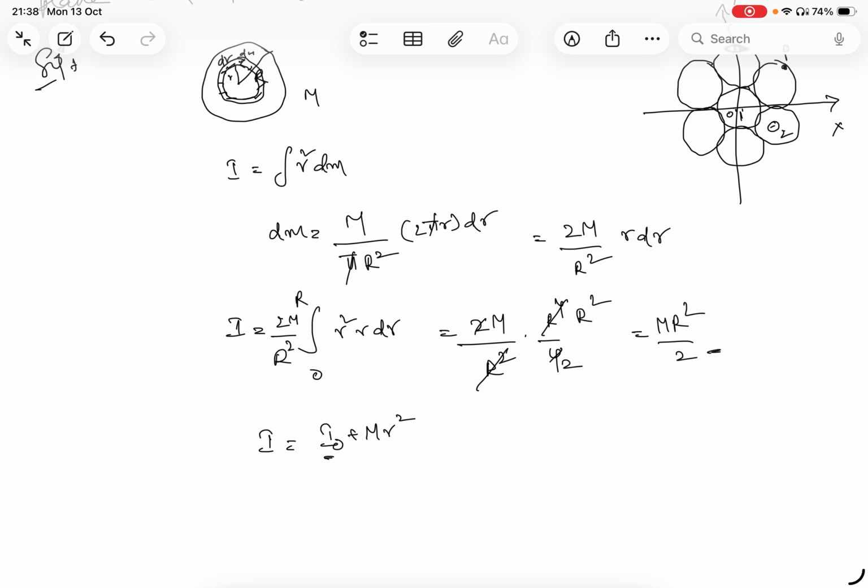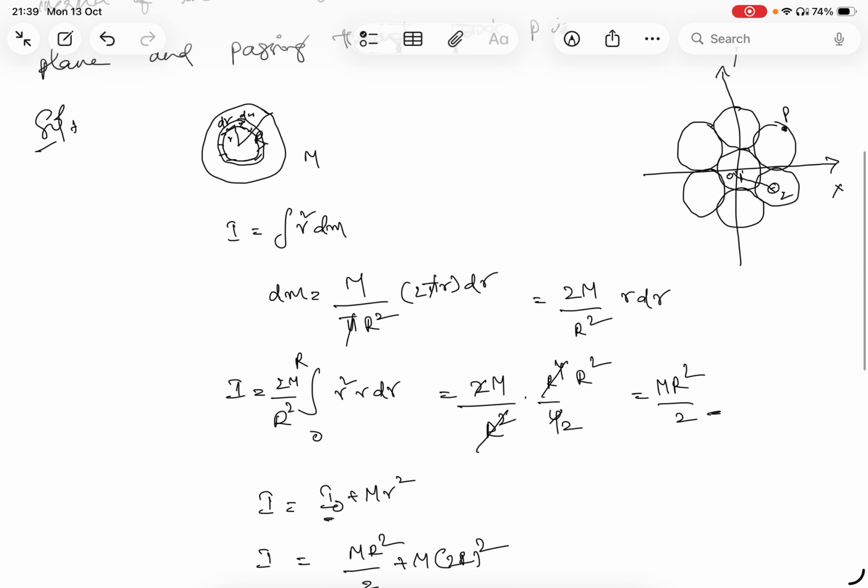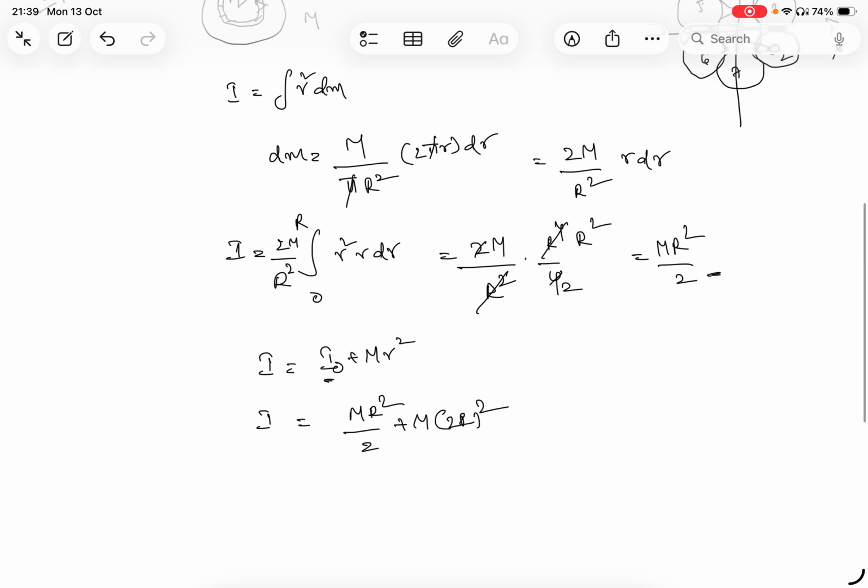For the second circle, I naught is about its own center of mass. For the second circle it is m r square by 2, and it is having a mass m which is at a distance 2r, right? This is the case. Then what about the other circles, this is 3, this is 4, this is 5, this is 6 and 7. How many cases are there? 1, 2, 3, 4, 5, 6. There are 6 circles, right?